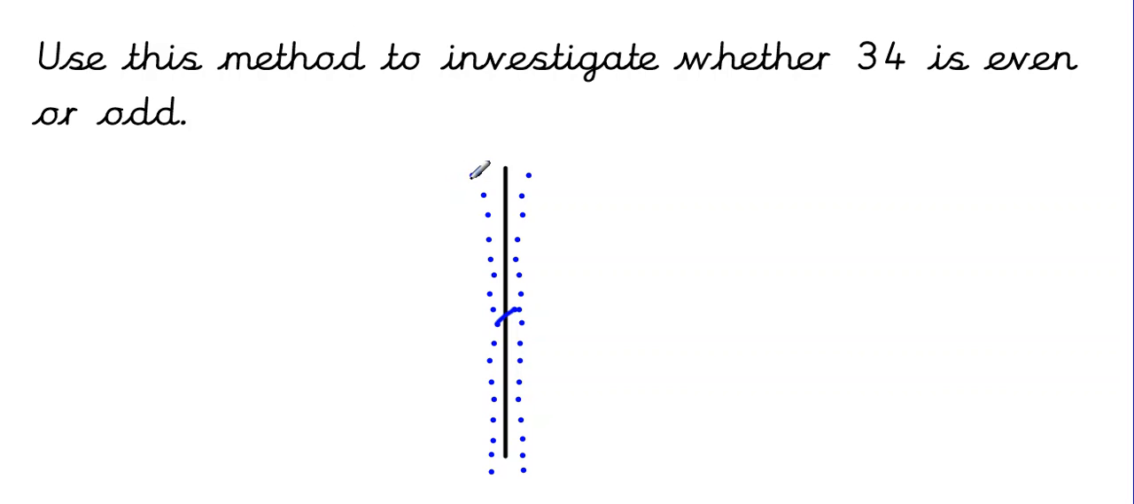So in this column, I've got 1, 2, 3, up to 17. And in this column, I've got 1, 2, 3, up to 17. So my numbers in both columns are the same. Therefore, that means that my number is even. Well done if you got that correct.